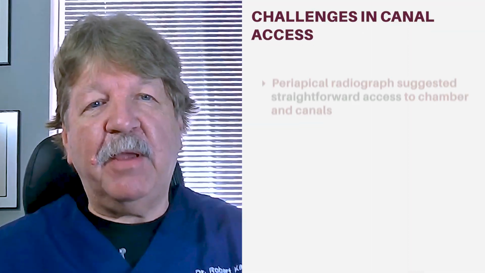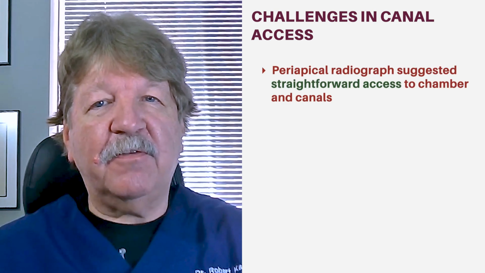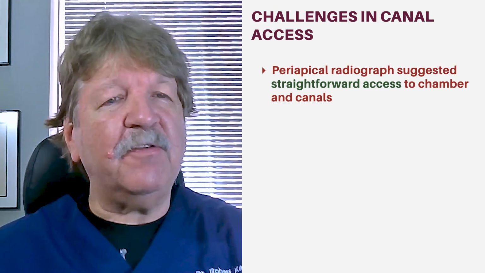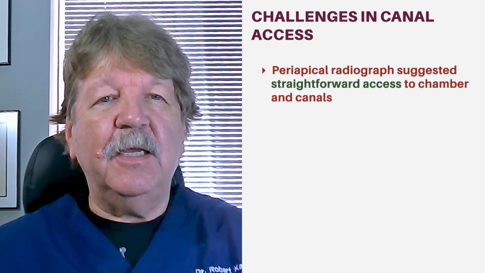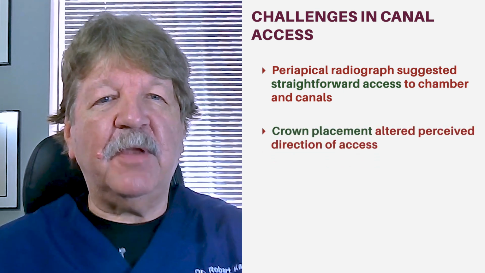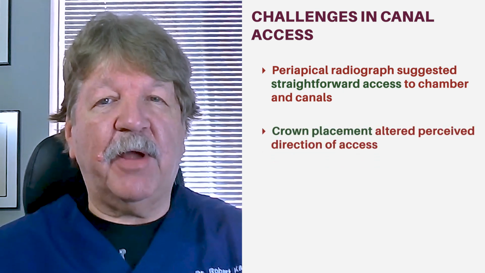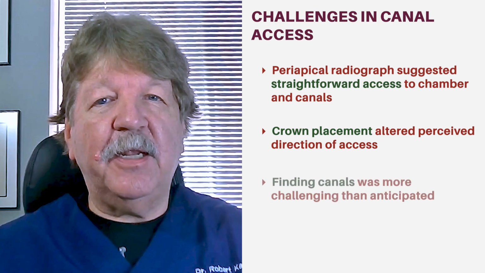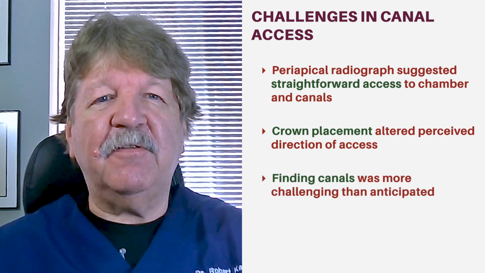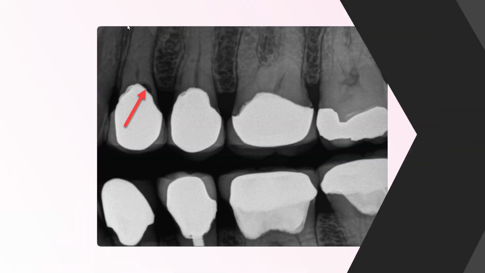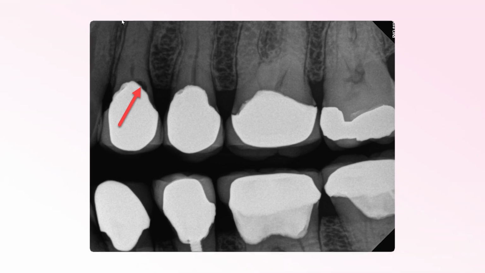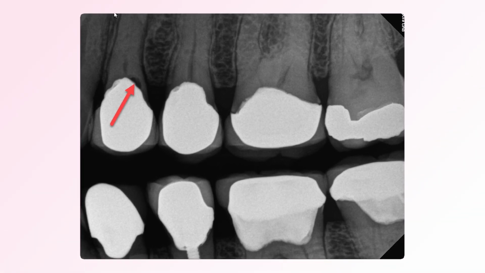I could tell from the periapical radiograph that while the access to the chamber and canals looked fairly straightforward radiographically, the placement of a crown can sometimes alter the perceived direction of your access. Finding the canals appeared to be a lot more difficult than I anticipated, and I ended up taking a bitewing to ensure that I was not drifting distally with my access.